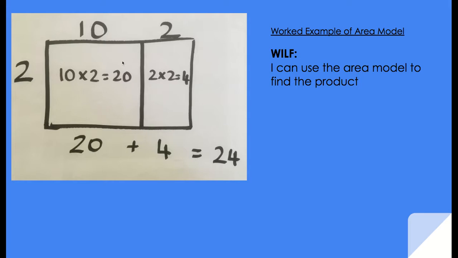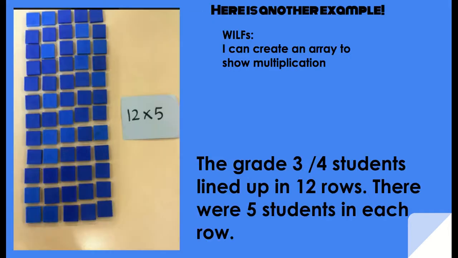So I wrote my answer in here. 2 times 2 is 4, so I wrote my answer in here. And then I add them. 20 and 4 is the same as 24. So here I've used the area model.